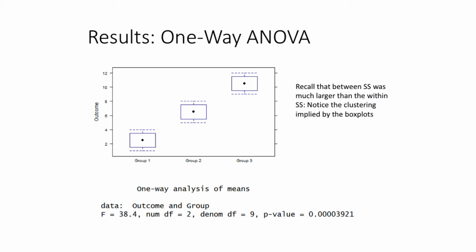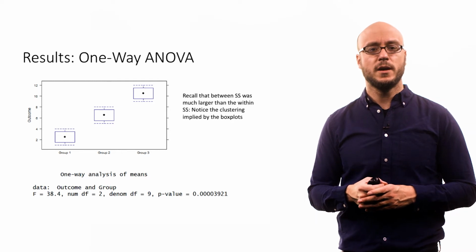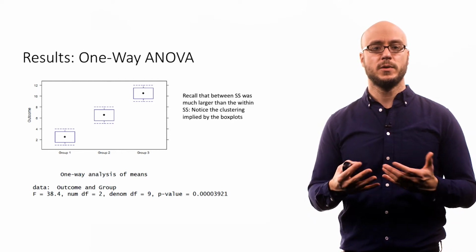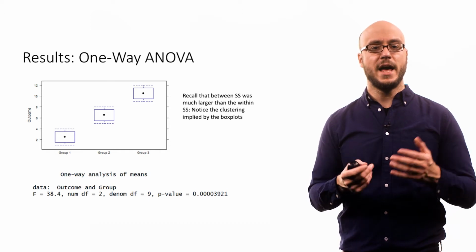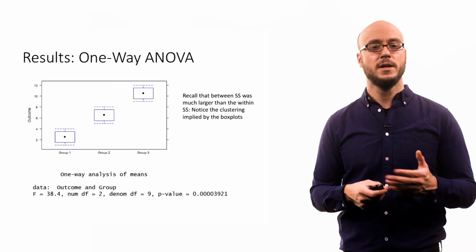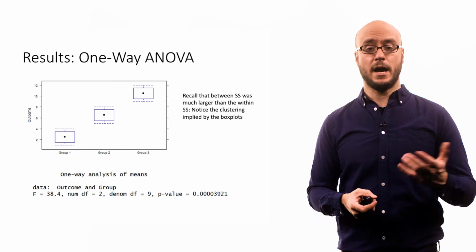And we can see that we have these different distributions. This just reflects the graphs that we saw earlier, where for group 1 we have values of 1, 2, 3, and 4. For group 2 we have values of 5, 6, 7, 8. And for group 3 we have values of 9, 10, 11, and 12. When we conduct our analysis using statistical software, we get the output shown here, where it says one-way analysis of means. We have an F test statistic of 38.4. You can see that is roughly the same, within rounding, as what we calculated by hand.